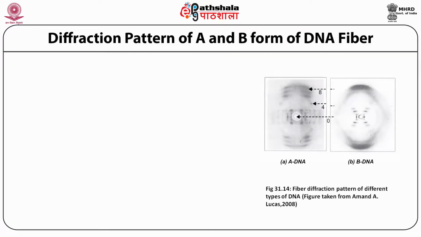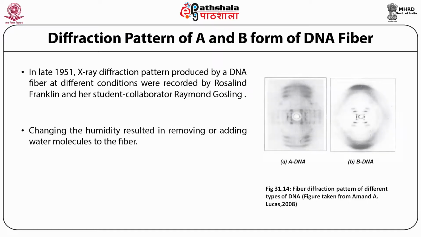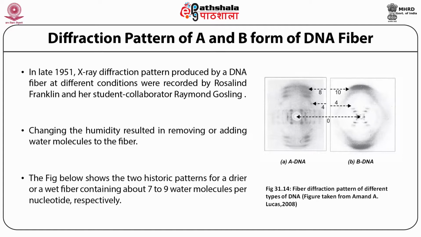This shows the diffraction pattern of A and B form of DNA fiber in figure 31.14. This figure has been taken from Amand and Lucas, a publication from 2008. So this is for A DNA and B DNA. In late 1951, X-ray diffraction patterns produced by DNA fiber at different conditions were recorded by Rosalind Franklin and her student collaborator Raymond Gosling. Changing the humidity resulted in removing or adding water molecules to the fiber. The figure 31.14 shows the two historic patterns for a drier or a wet fiber containing about 7 to 9 water molecules per nucleotide respectively.